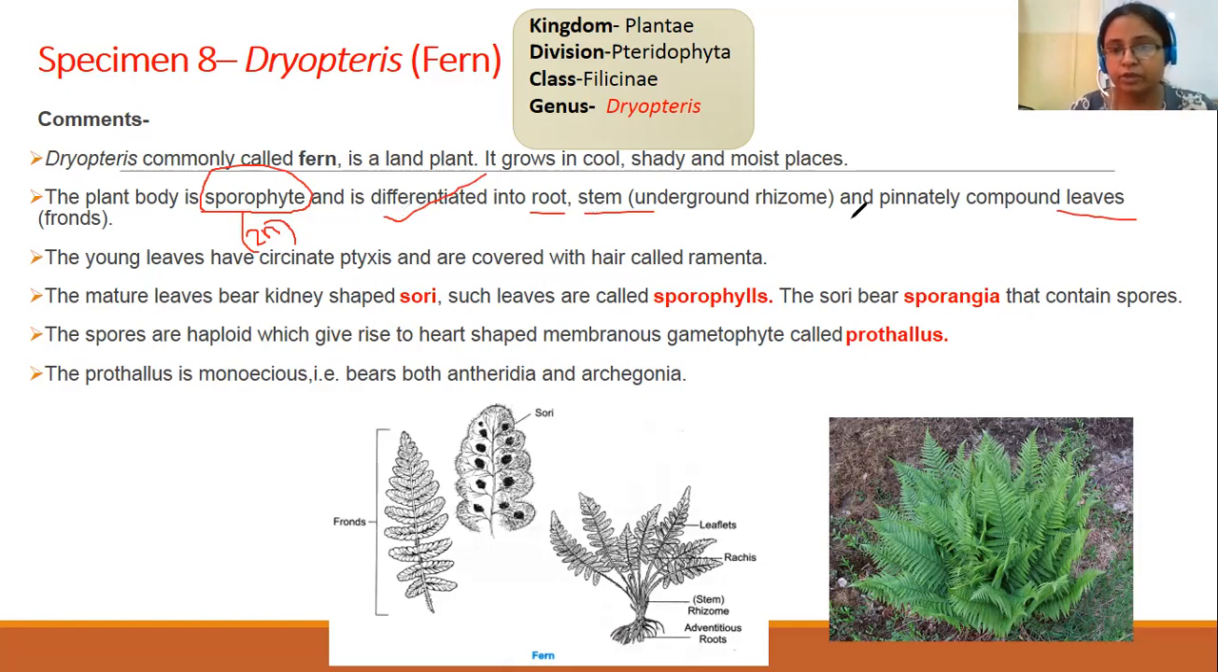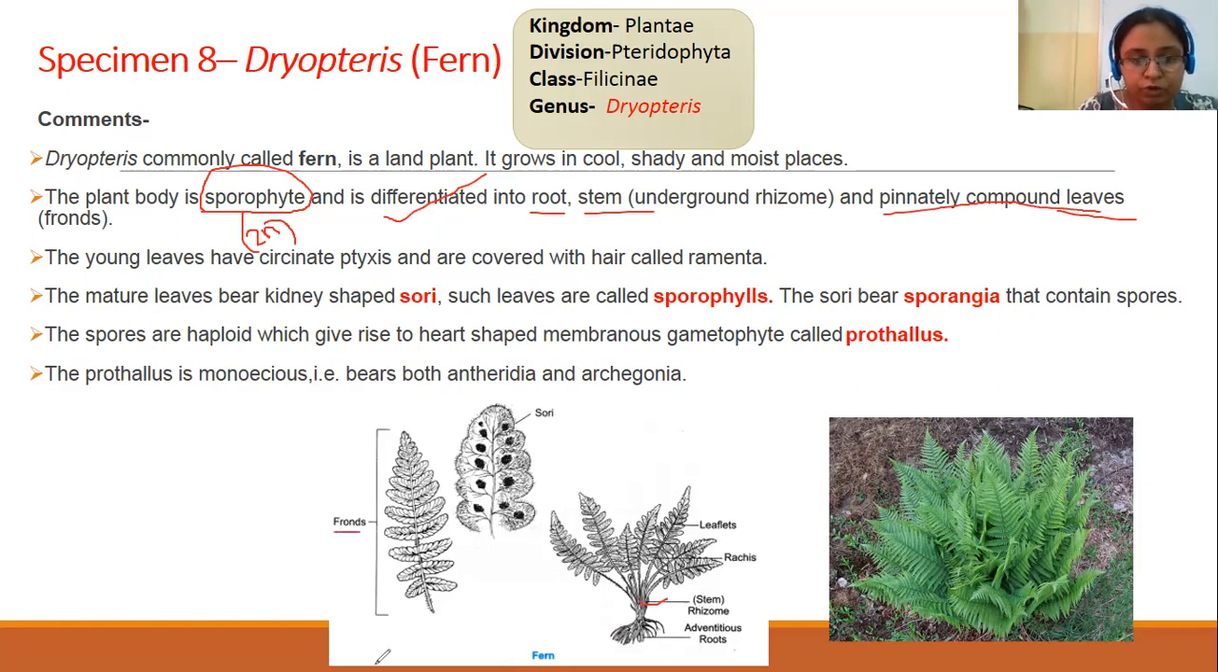Fine. So here you can see this is the main plant body. The true roots are there, adventitious roots are there, the stem is there. The stem is a modified rhizome in this case. And here you can see the leaves are there. In this case, the leaves are pinnately compound leaves, which we commonly call fronds.